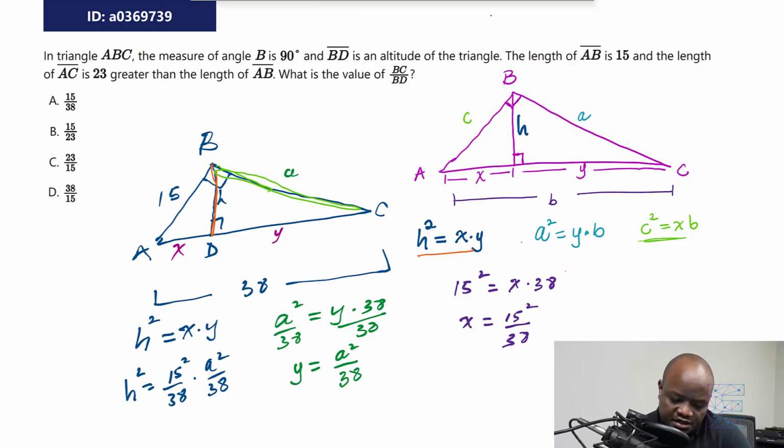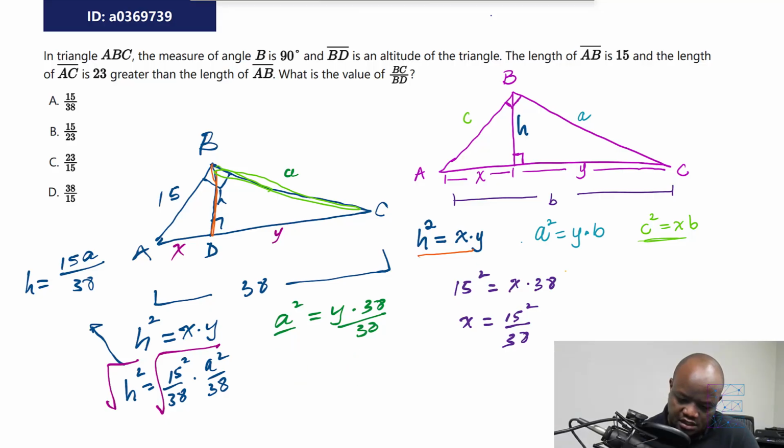When you do the math here, you will find that h, when you square root both sides, equals 15a over 38. I found that by simply square rooting this and square rooting that. All right, so now that we know h, we basically have BD. We just need to figure out what BC is. Okay, so we might have actually done an unnecessary step here. I think we just need a squared.